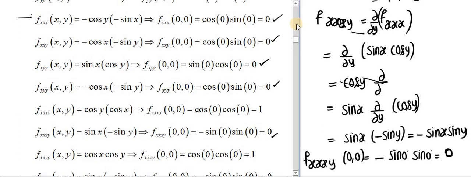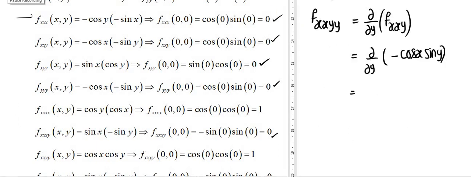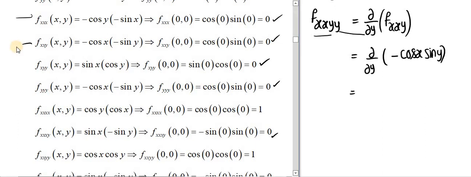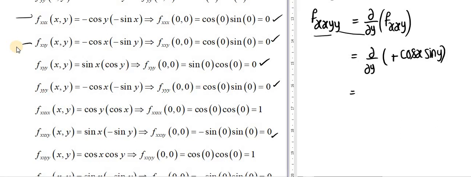Next we are going to find out f double x double y. F double x double y is nothing but dou by dou y of f xxy. We know the value of f xxy, that is plus sin y into cos x. Here plus, because minus into minus is plus. Here I am taking cos x outside. Dou by dou y of sin y.